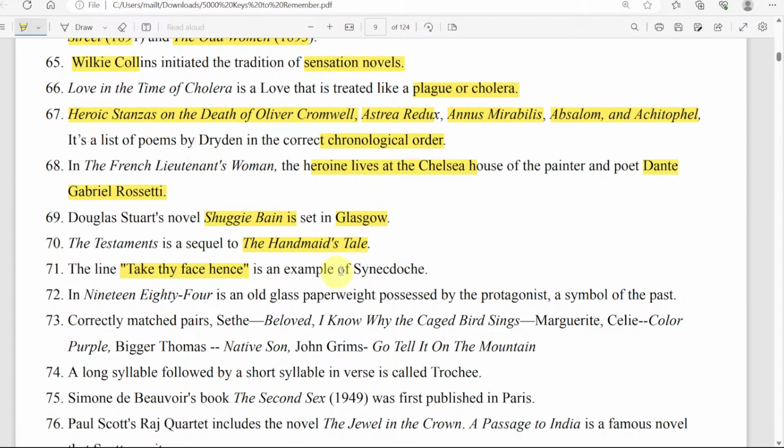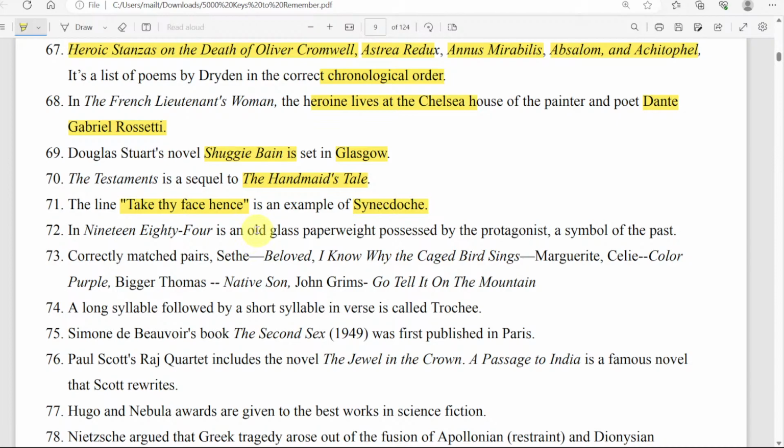And in 1984 there is an old glass paperweight. Remember that in 1984 this symbol is quite important. The old glass paperweight possessed by the protagonist, name what? Everybody knows. So write in the chat box if you know.